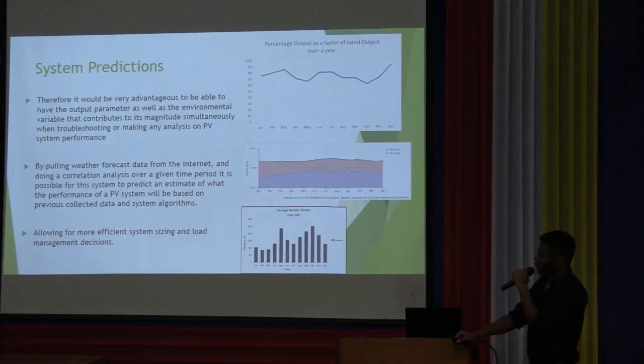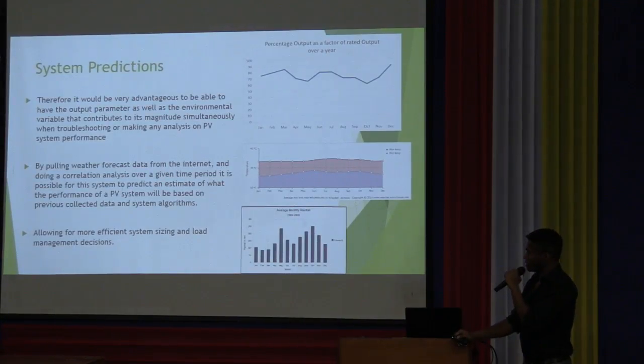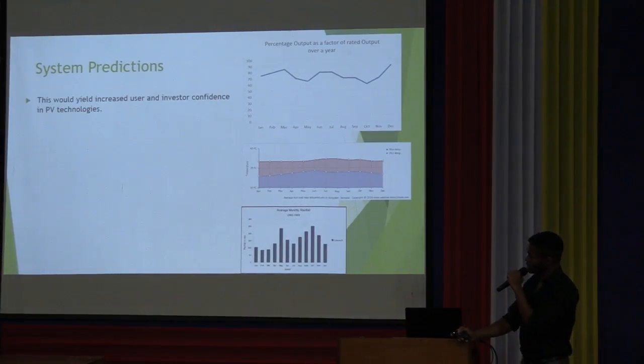So by pulling weather forecast data from the internet and doing a correlation analysis over a period of time, it is possible for the system to predict an estimate of what the performance of a PV system will be, based on previously collected data and algorithms that I would use in the system. So of course, this would yield increased user and investor confidence in PV technologies.